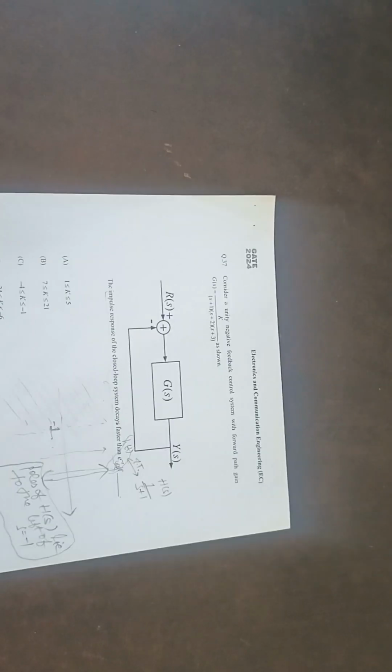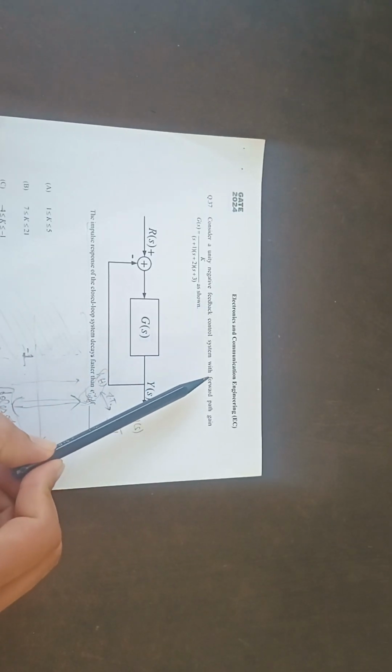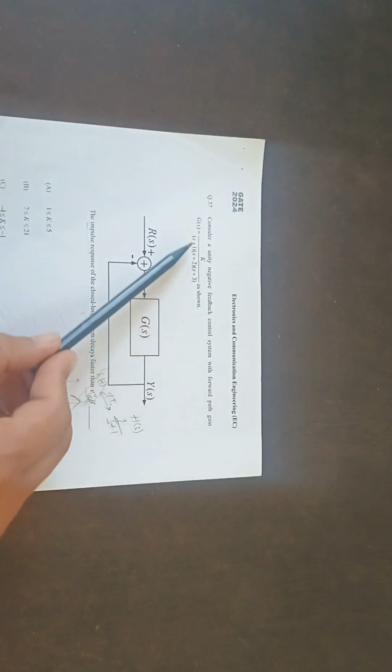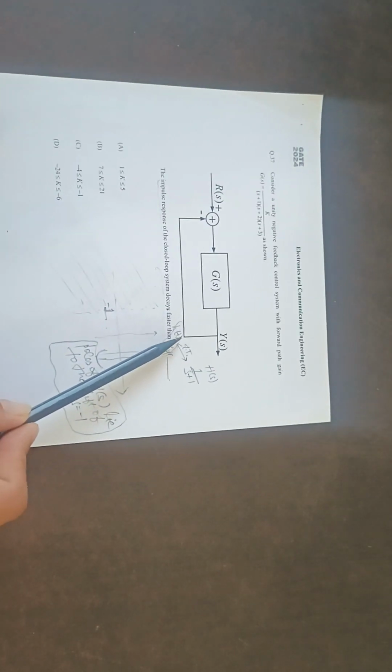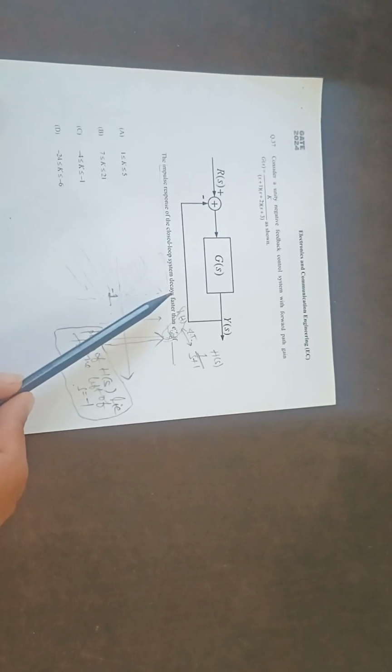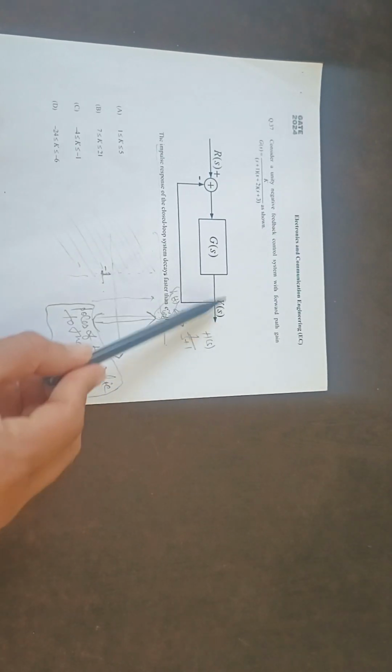Another question is on the Routh-Hurwitz criterion, the concept of relative stability. It says: consider a negative feedback control system with forward path gain Gs equal to K upon (s plus 1)(s plus 2)(s plus 3), as shown below. Will the impulse response of the closed loop system decay faster than e to the power minus t? So it's asking about the values of K for which the impulse response of this closed loop system will decay faster than e to the power minus t.